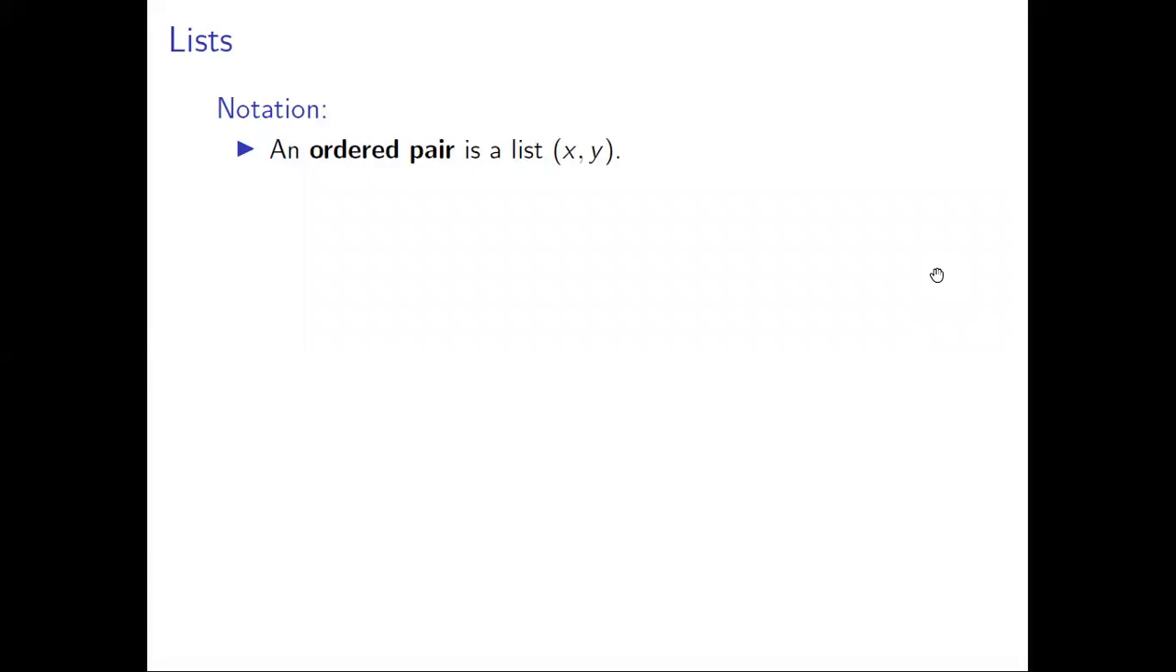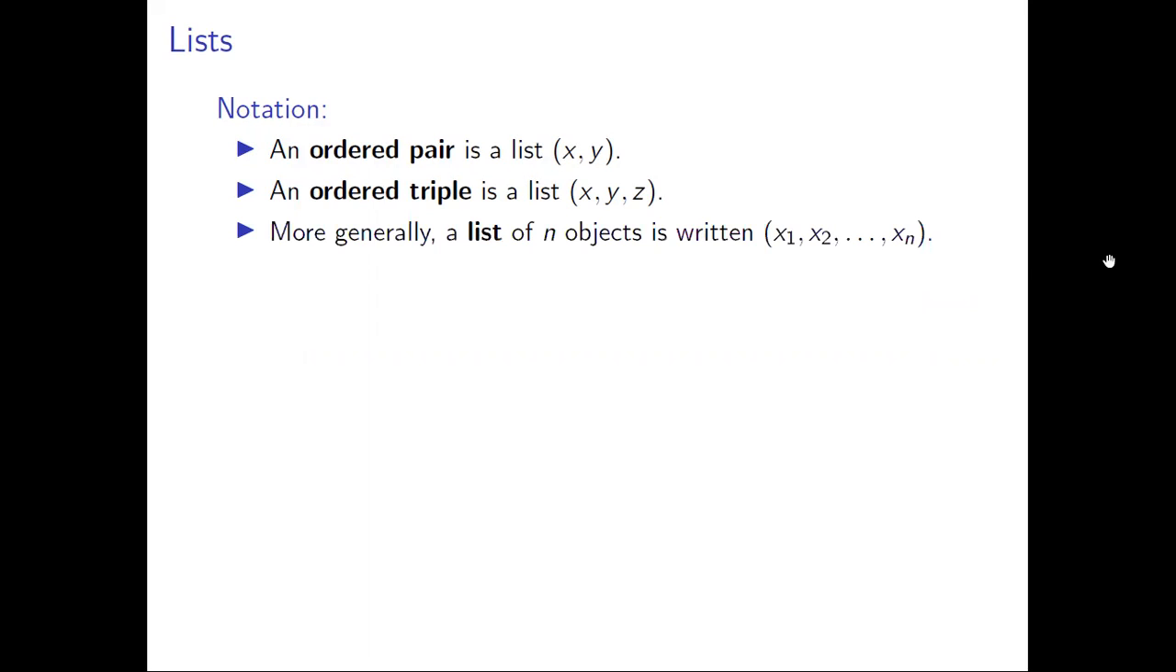So we've seen that we have this notation for ordered pairs. An ordered pair is a list x comma y, one object followed by another object in that order. Similarly, an ordered triple, same idea, is a list x comma y comma z. So three objects listed out in some order.